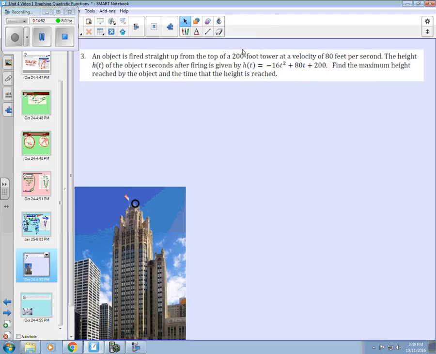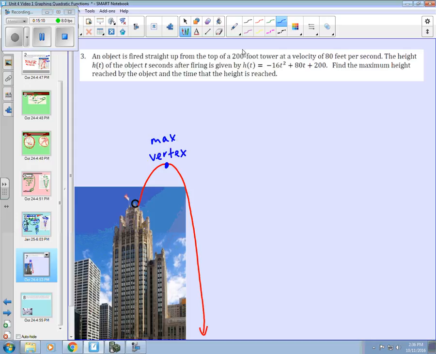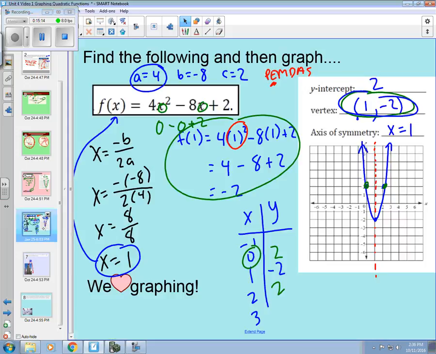Well, we know something. If this is being thrown up and it's going to come back down, eventually hit the ground here, that shape is a parabola. We're interested in finding the maximum height. Well, we know that maximum is located at the vertex. You find the vertex here the same way we just did on the previous two problems, and you do that with this formula. So we want to do the same thing.